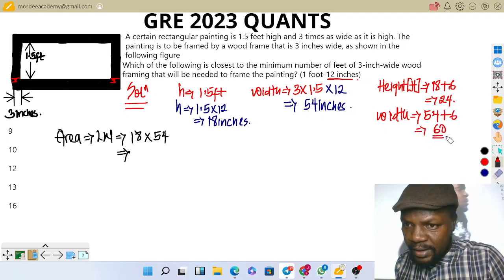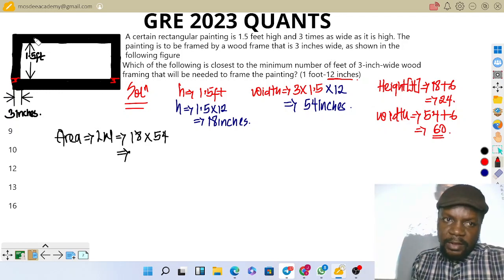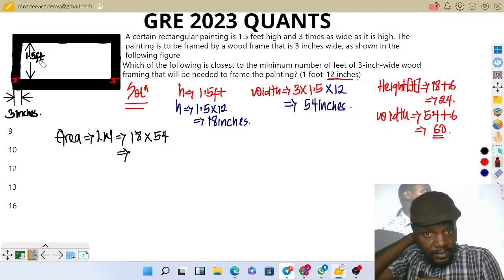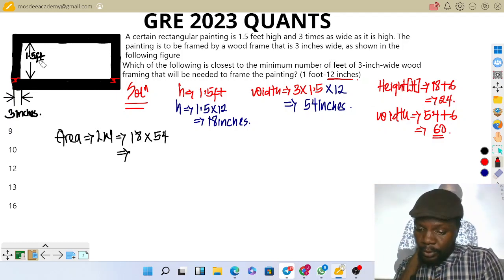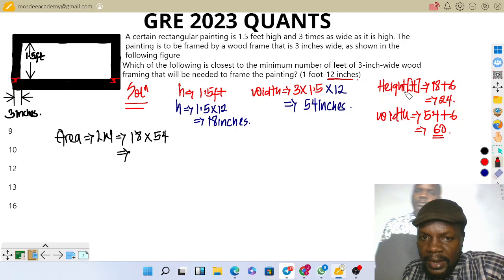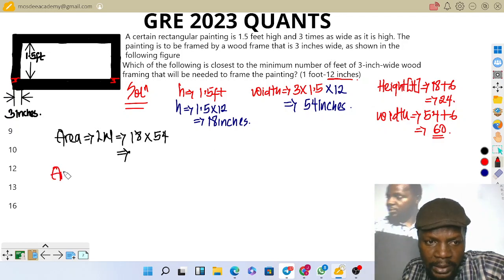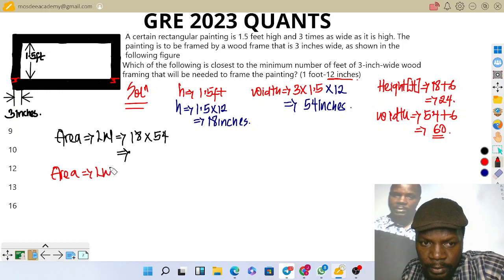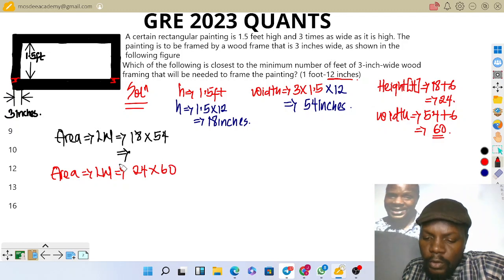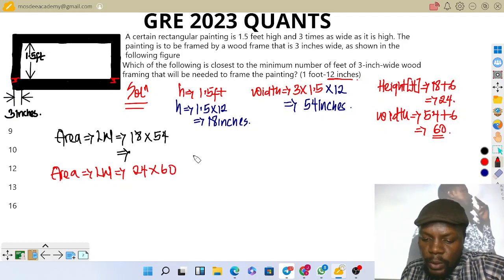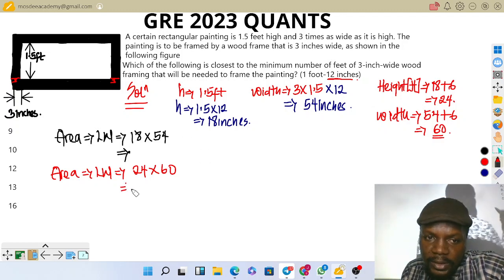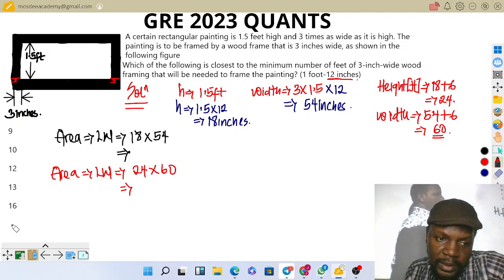So what I'm trying to do now is, to get the area, I'm going to subtract the area of the big frame minus that of the small one to get the area of the shaded portion, just like what I did the other time in my video for those that are following us online. So basically, the area of this is 18 times 54, and the area of the other one, area 2 in red, is also length times width, which is now 24 times 60. So my work now is to subtract these two from each other: 18 times 54 minus the other one.